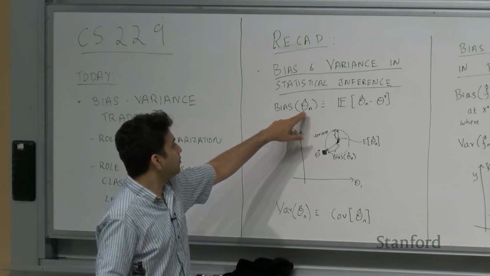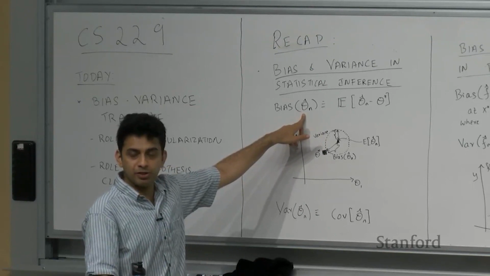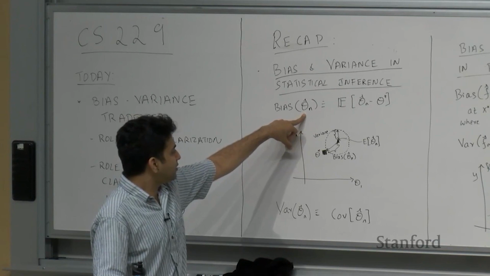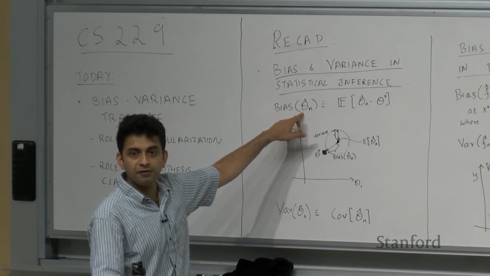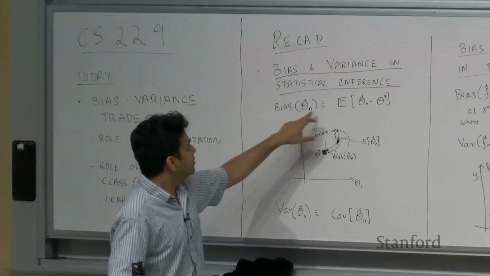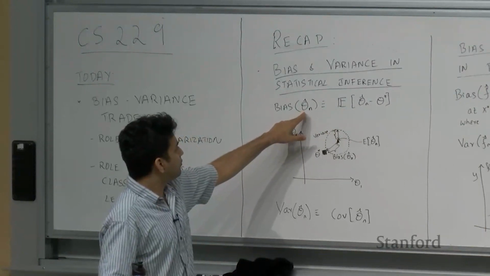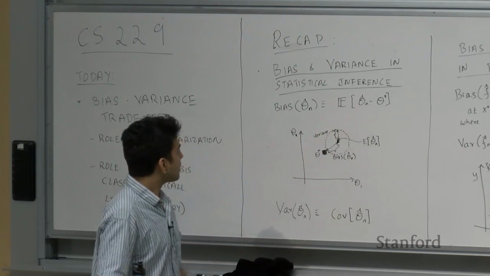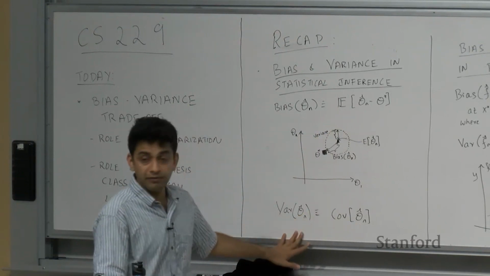Because it's a random variable, it has an associated probability distribution, called the sampling distribution. The bias and variance are directly related to the sampling distribution of the estimator theta hat n. The centered mean of the sampling distribution, or the centered first moment, is called the bias, and the variance or covariance of the estimator is called the variance.